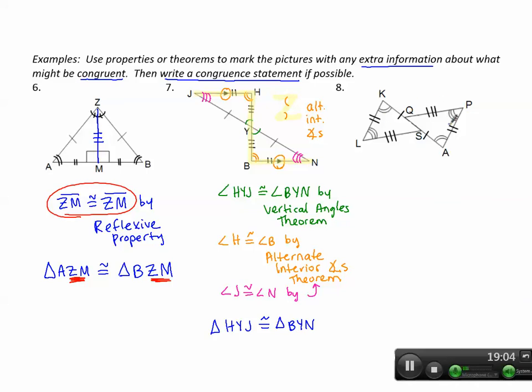Finally, I have almost everything marked in this picture except for these angles. Why can I say that angle S is congruent to angle Q? Because of the third angles theorem. Now I can make a congruent statement that triangle KSL is congruent to triangle AQP. Of course, I make sure that the corresponding parts match up. See, K and A have the same marks, so do the others.